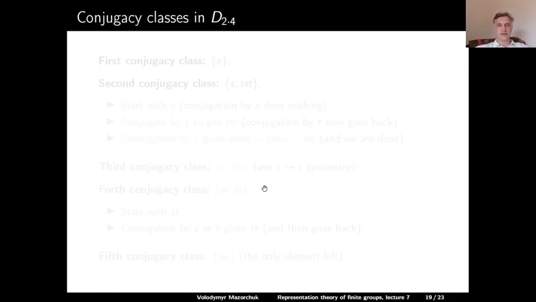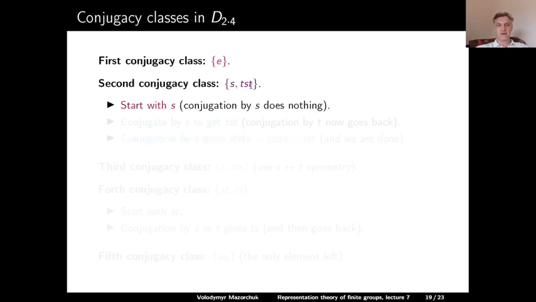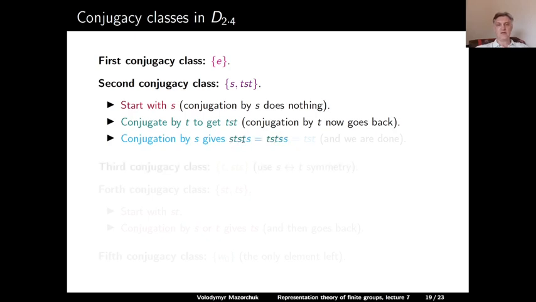Let us now determine the conjugacy classes in D2 times 4. The first conjugacy class is the identity. The identity is always a conjugacy class. So the claim is that the second conjugacy class consists of S and TST. So let's start with S. If you conjugate S by S, nothing happens. So we can conjugate by T, and then we get TST. And now, of course, conjugating by T goes back to S. Not interesting, so let's conjugate by S again. And this gives us STST S. So here we have STST, which we can rewrite as TSTS, and here S squared is equal to 1. So this gives us TST. So we cannot get anything new. So S and TST form a conjugacy class.